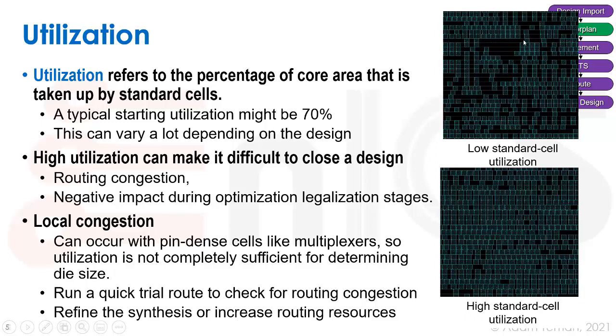We should have some wiggle room where we won't have any standard cells, where we will have 0 pin density, so we can route around there. So utilization and routing congestion are very much tied to each other, as we'll see later on in further lectures.